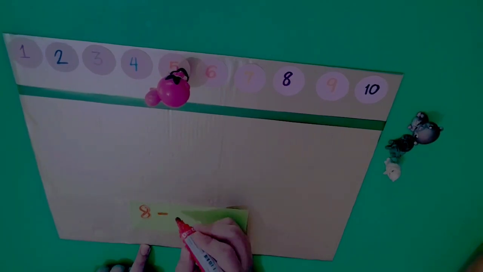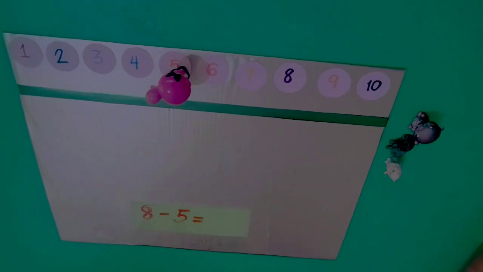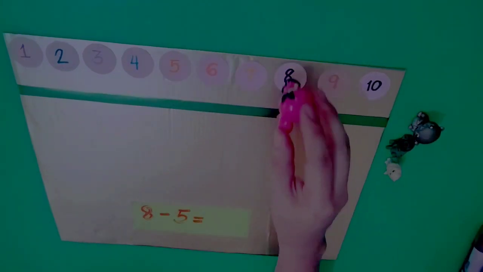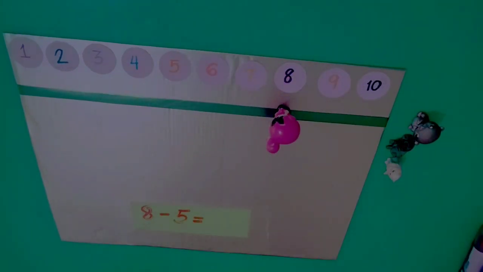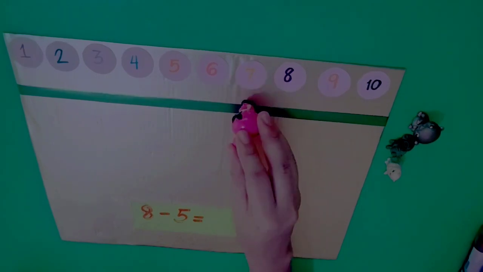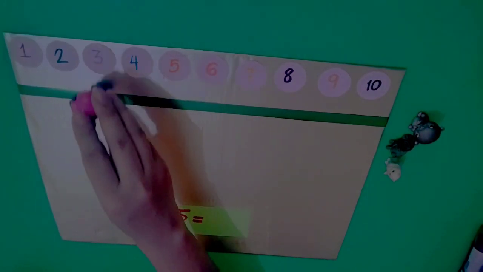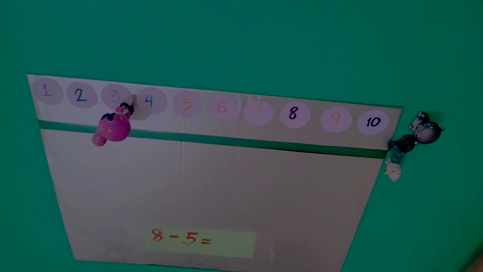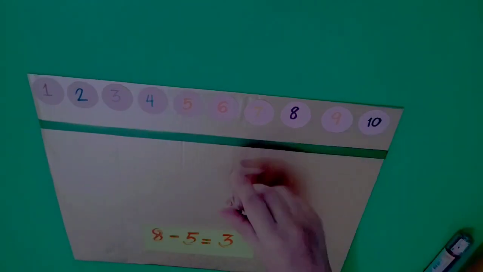8 minus 5 is equal to, so from 8 we're going to jump 1, 2, 3, 4, 5. We landed on number 3, so 3 is the answer.